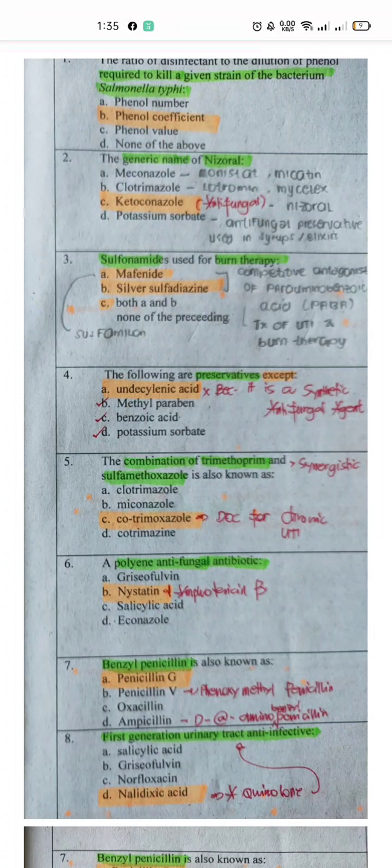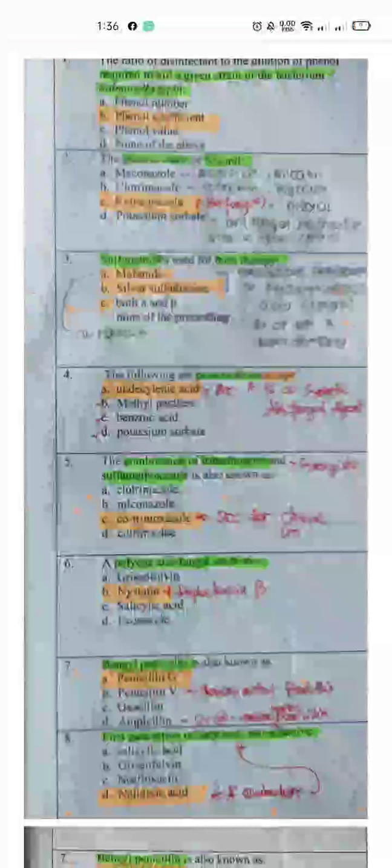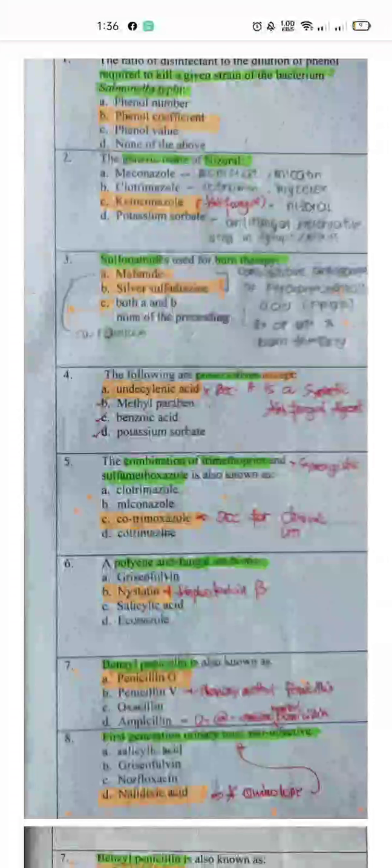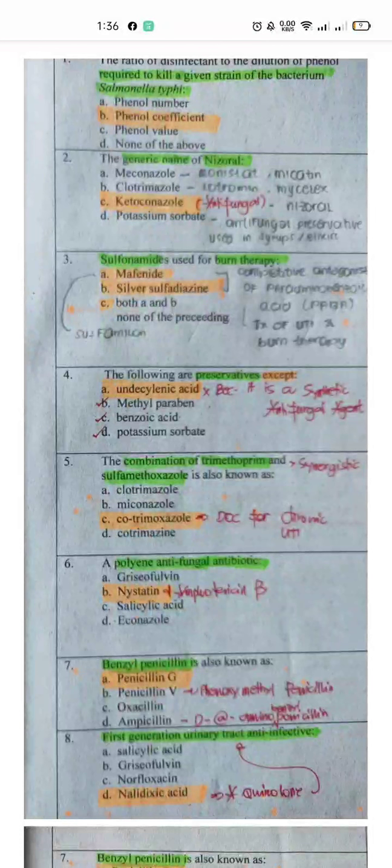Your griseofulvin here is isolated from the mold Penicillium griseofulvum, which is an antifungal antibiotic, but it is not a polyene antifungal. And your econazole is a substituted imidazole used topically. And your salicylic acid is a synthetic antifungal agent with keratolytic property. So, the only polyene antifungal here is your nystatin together with your amphotericin B.